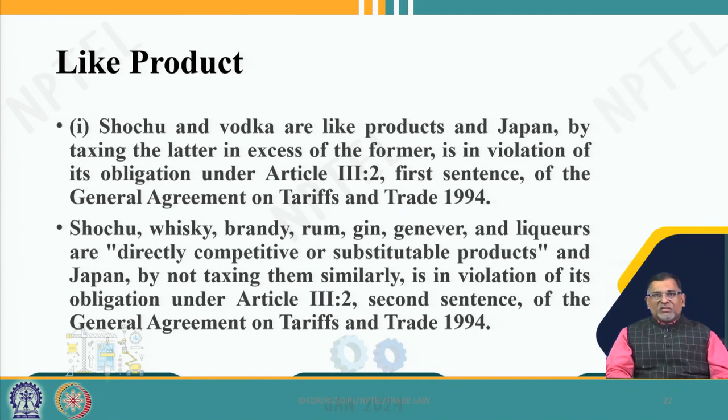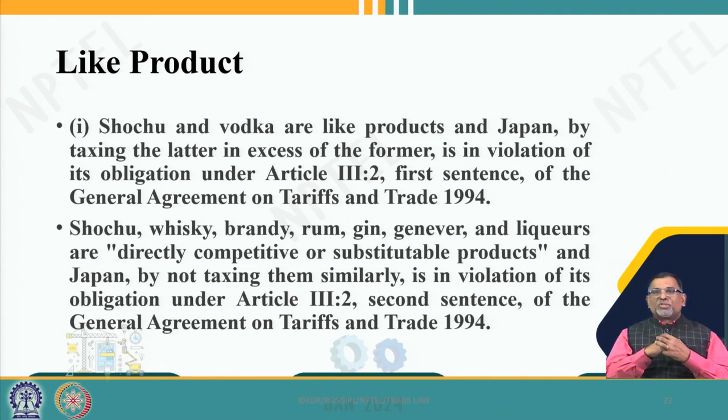So, what was the basic argument? The basic argument was that a domestic product known as shochu, which is made by every household in Japan as a domestic drink, and they take it along with dinner. Almost everybody in the family takes this particular drink, shochu, in Japan, and it was not taxed at that point of time. So, the question was whether this domestic drink known as shochu and an imported alcoholic product, vodka, are like products.